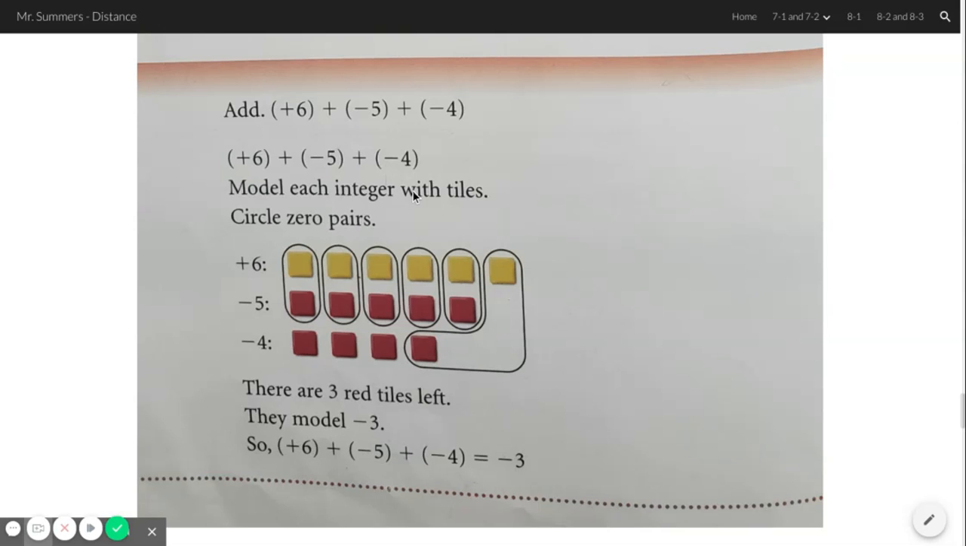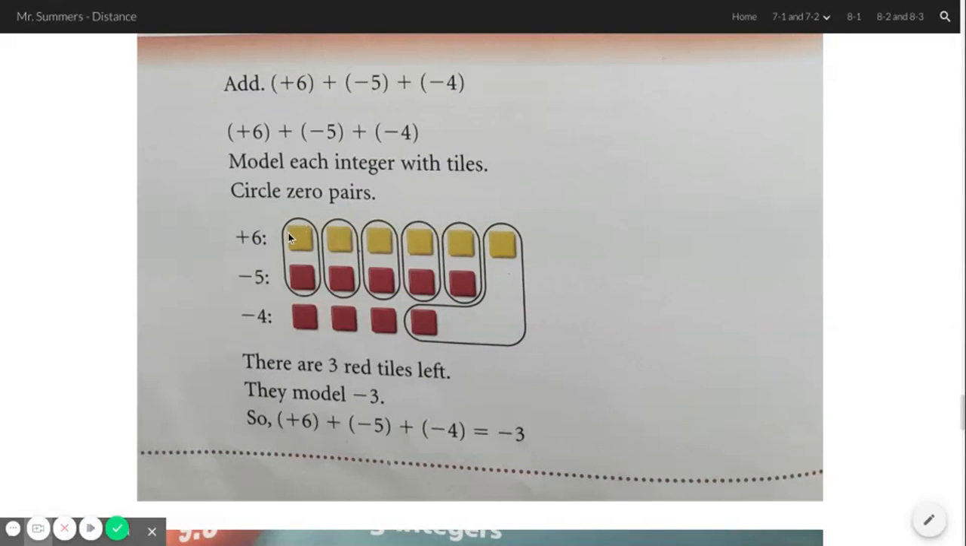So we're adding all those 3 games together to see, do we score more goals than our opponents or fewer? This is how you model it right here. The first number is 6 yellow tiles, which is a positive 6. We scored lots of goals. Then the other team scored a lot, right? So then we have a -5 in this game, and then we also have a -4 in this game.